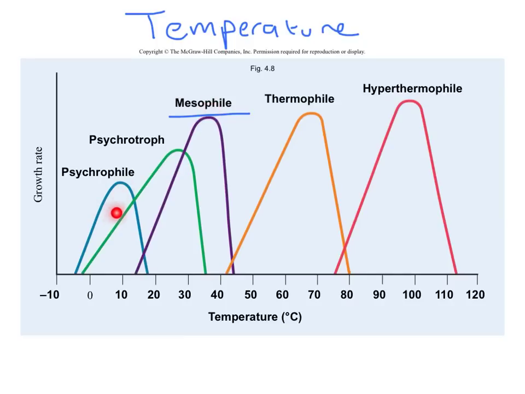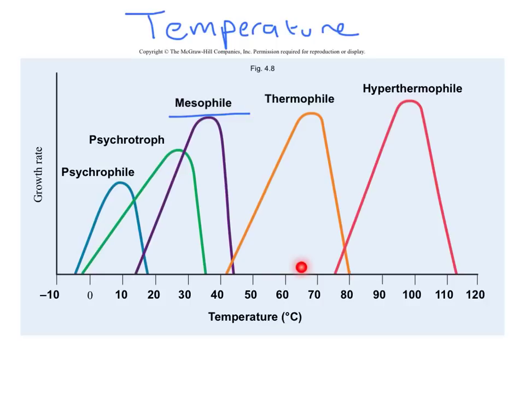Psychrophiles are the coldest, and you'll notice that they have an optimum around 10 degrees Celsius. The psychrotrophs are sort of in between the mesophiles and the psychrophiles. And then we have thermophiles out here and the hyperthermophiles, which grow in extreme temperatures. The only organisms that grow above around 70 degrees or 65 are prokaryotic.